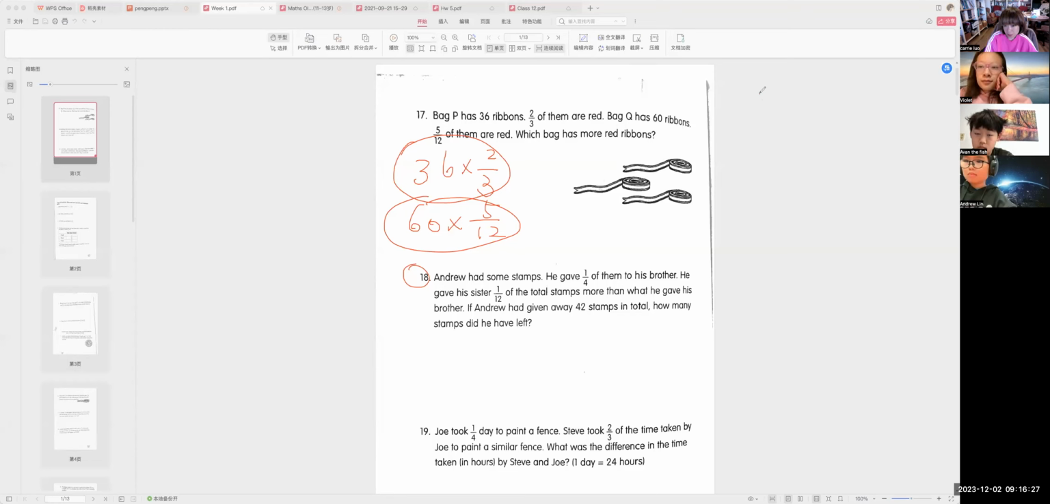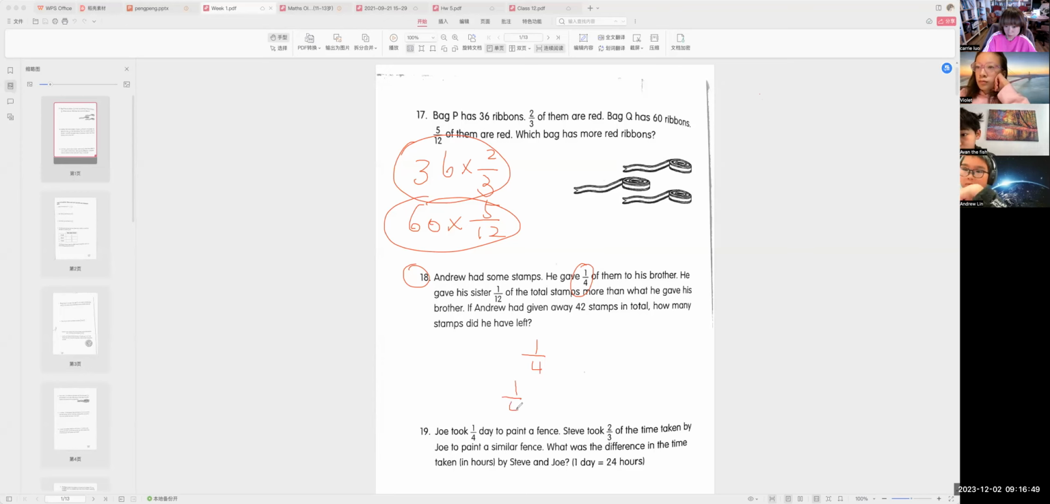So Andrew has some stamps, okay? He gave 1/4 of them to his brother and gave his sister 1/12 of the total stamps more than what he gave to his brother. Okay, so teacher asks, if he gave 1/4 to his brother, so his sister, he gave how much?